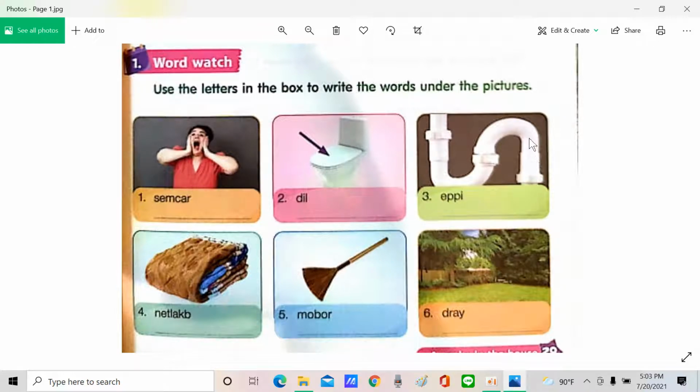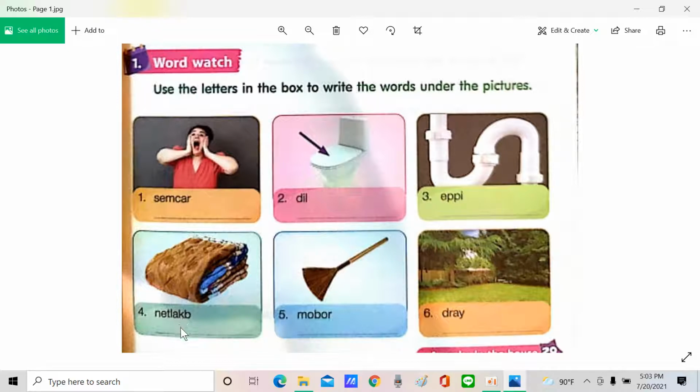And then number 3, this is what I've told you a while ago, that this is found usually under the sink where the water passes from the sink going down, down, down to the drain. So what could it be? The letters you can see here are E-P-P-I. What could be this word? Again, this word is found in the vocabulary page a while ago.